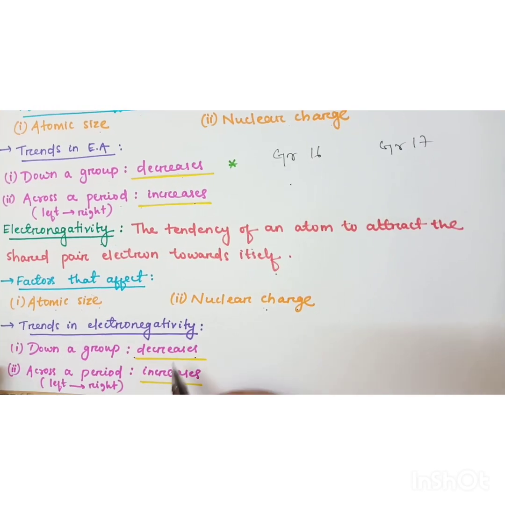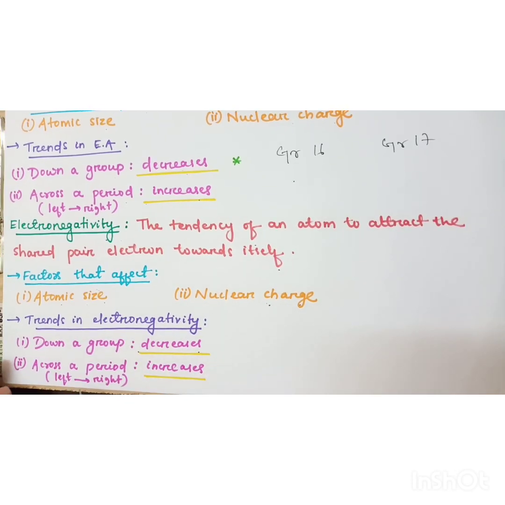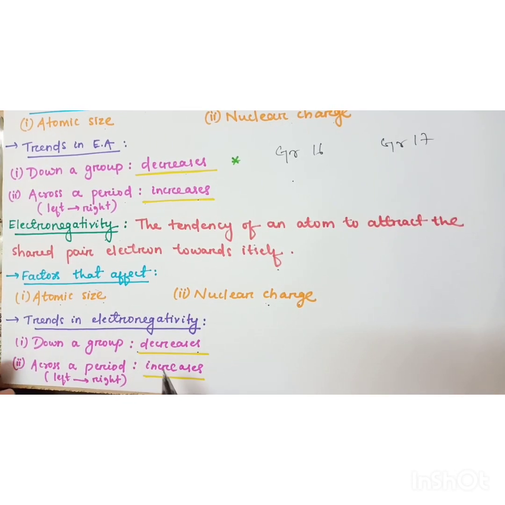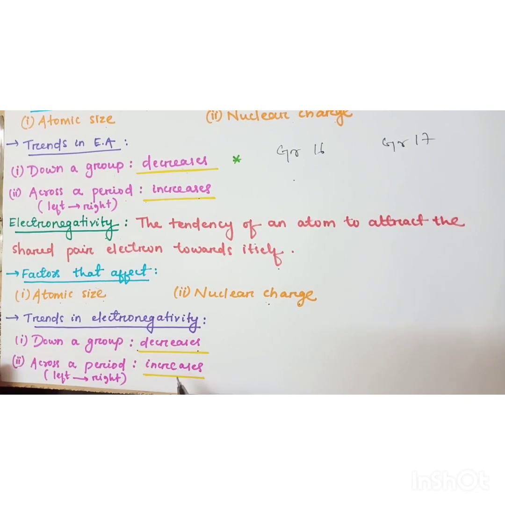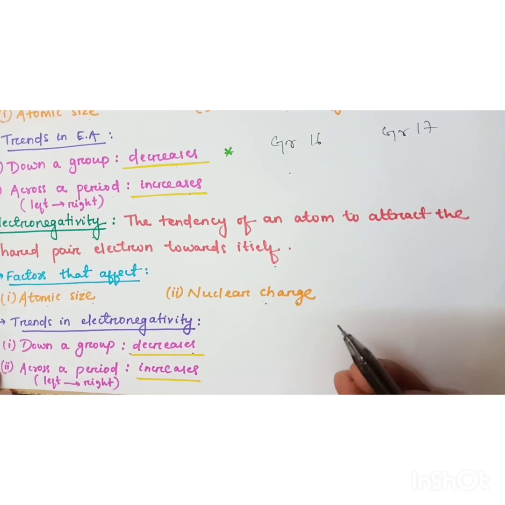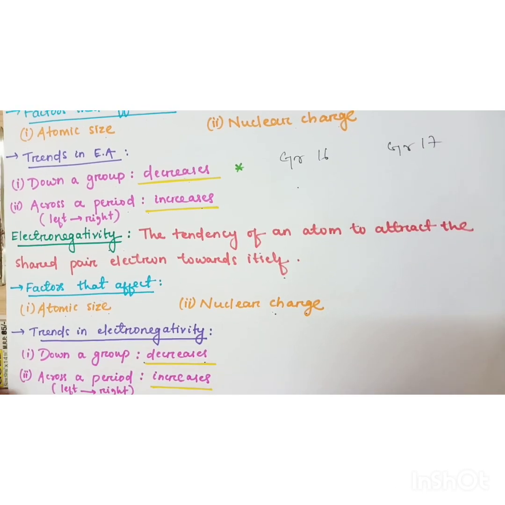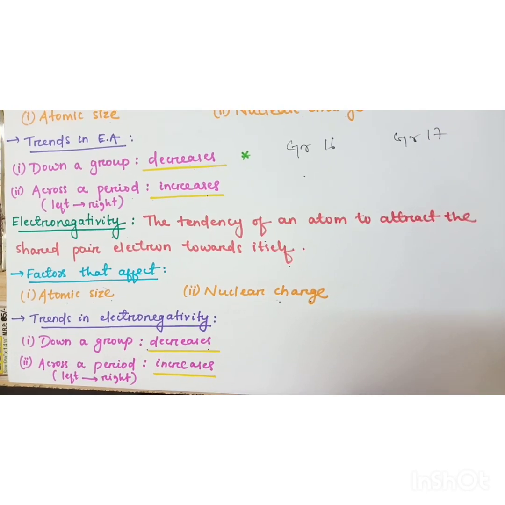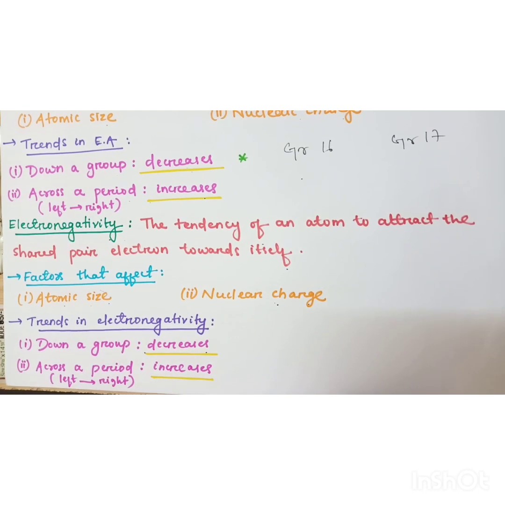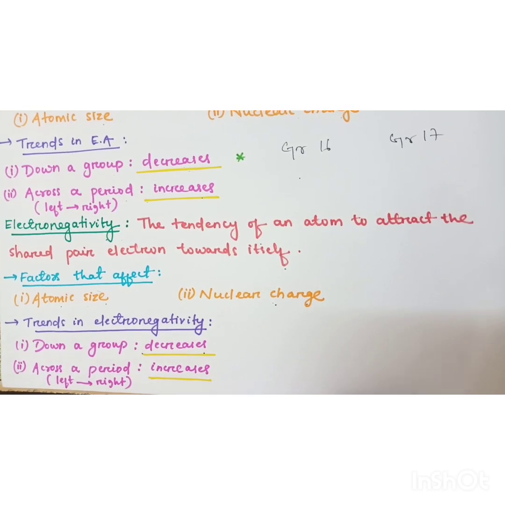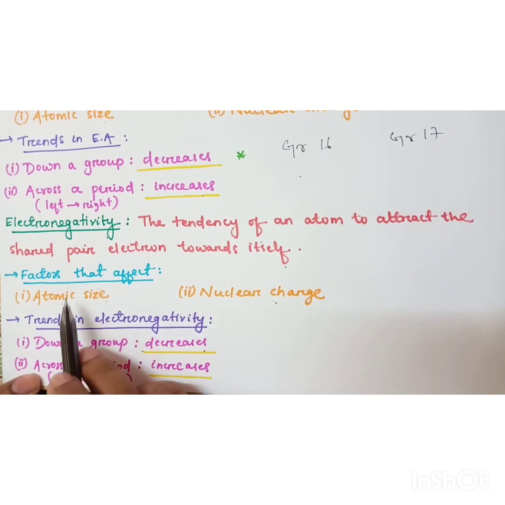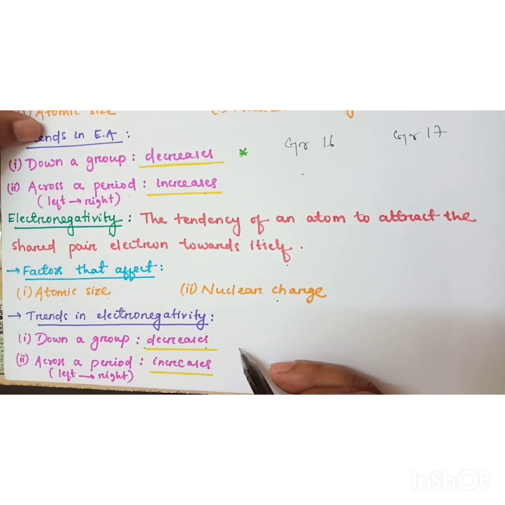So electronegativity decreases. Now across a period, that is from left to right, electronegativity increases. Why? As nuclear charge increases, the greater the nuclear charge, the greater the electronegativity. Increased nuclear charge causes electron attraction with greater force. Therefore, the electronegativity increases. Okay.